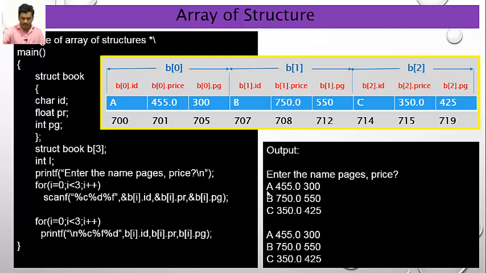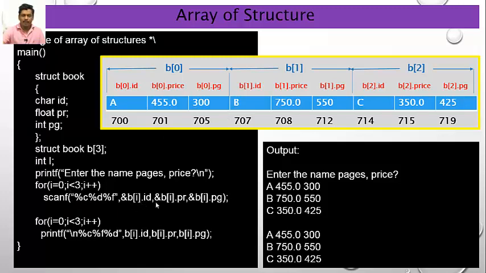If we type A, 455.0, 300, then A is assigned to b of 0.id. In b of 0.price, it assigned 455.0. In b of 0.page, pg, it assigned 300. So the loop continues. Now i changes to 1.